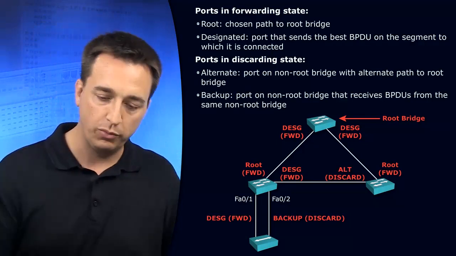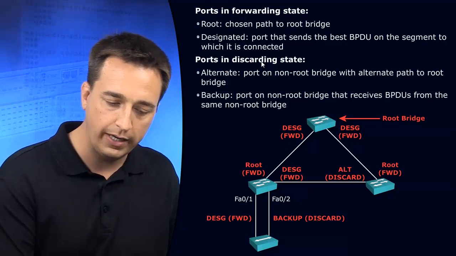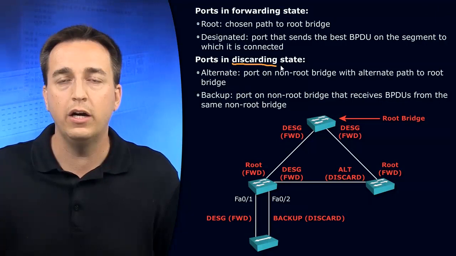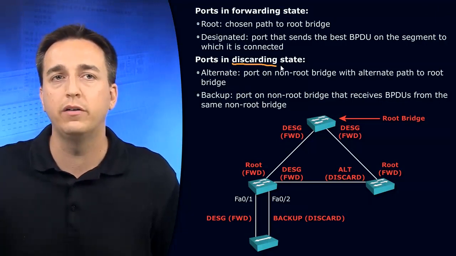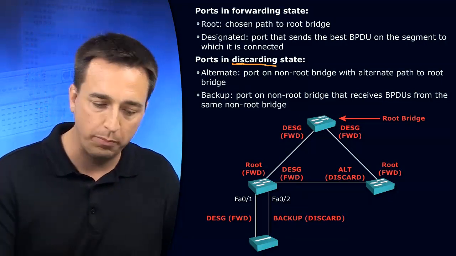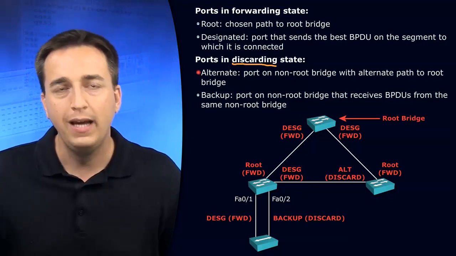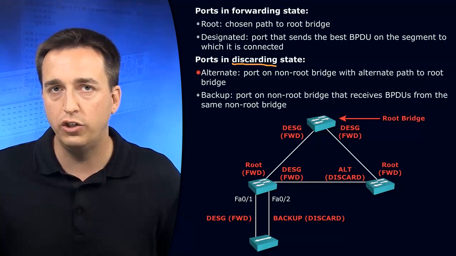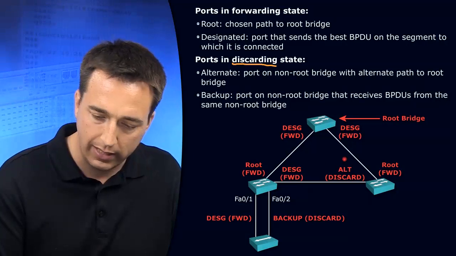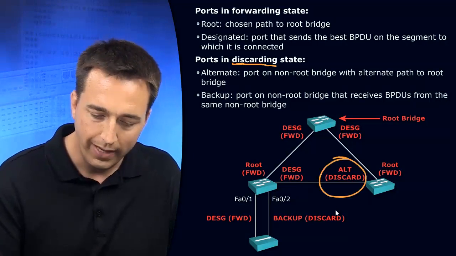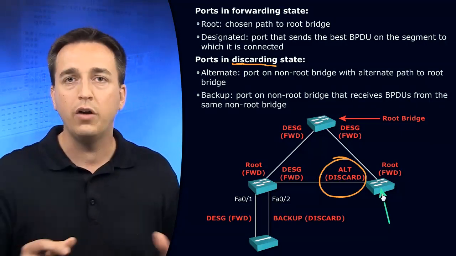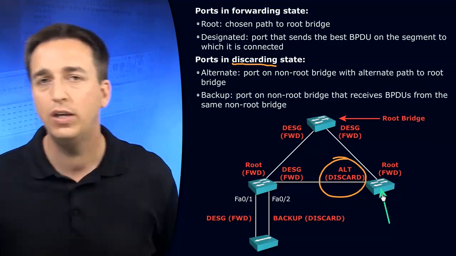The other two types of ports we will find are in the discarding state. So they are essentially blocking. That's what they are doing. They are not going to allow frames inbound on the interface or outbound on the interface, and they are preventing a loop from occurring within the spanning tree topology. When you look at the alternate port, it's a port on a non-root bridge with an alternate path to the root bridge. So if we examine the alternate port in this case, which is right here, it is the port on this non-root bridge right here with an already predetermined alternate path to get back to the root bridge.